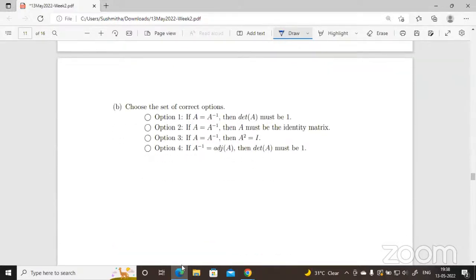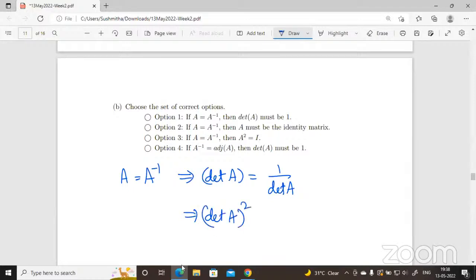This question. How do we do this? A is equal to A inverse. If A is equal to A inverse, what can we tell? Determinant of A is equal to 1 by determinant of A, right? Yes, ma'am. So determinant of A squared is equal to 1. So determinant of A can be plus 1 or minus 1. Minus 1 is also allowed. So this is wrong.